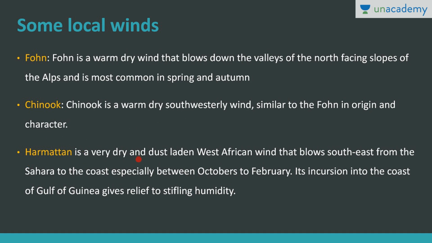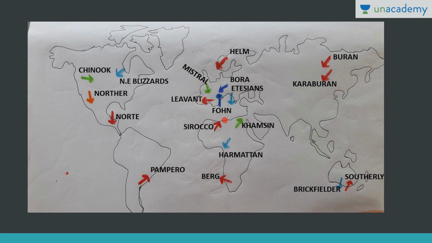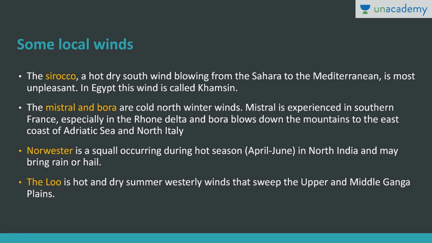Then Harmattan, it is a dry and dust-laden West African wind that blows southeast from Sahara to the coast, especially between October to February. Now this has a specific feature that its incursion into the coast of Gulf of Guinea gives relief from stifling humidity, because it is dry and dusty, so it reduces humidity in the Gulf of Guinea region, and that is why these winds are also known as doctor winds, right? So you can see this one here Fohn, then here Chinook near the Rockies region, then this one is Harmattan, right? Then other winds are Sirocco.